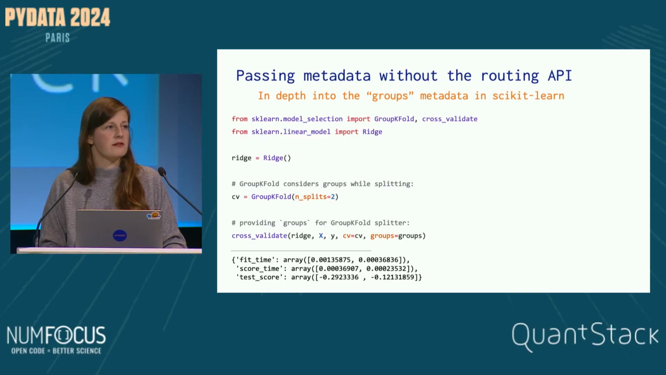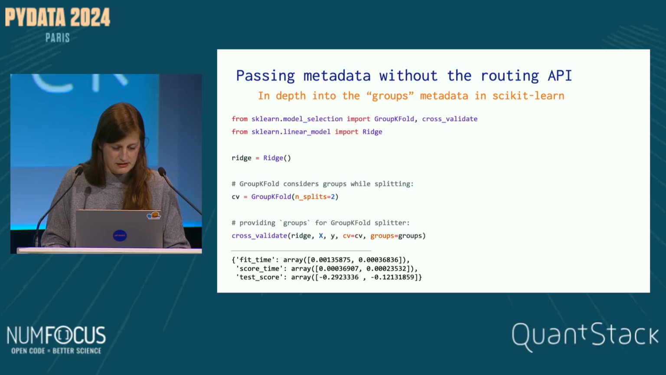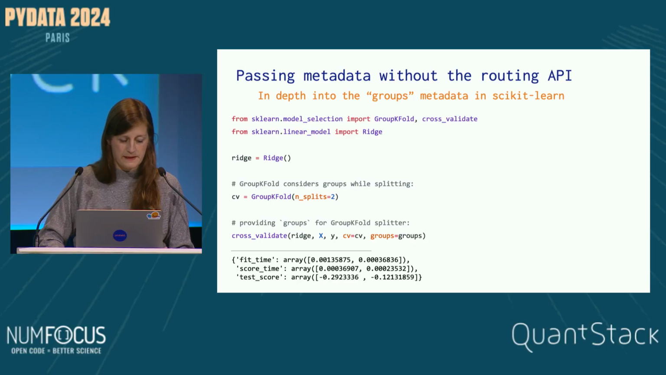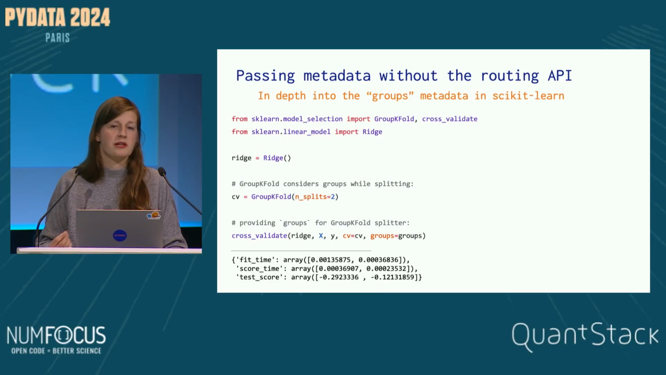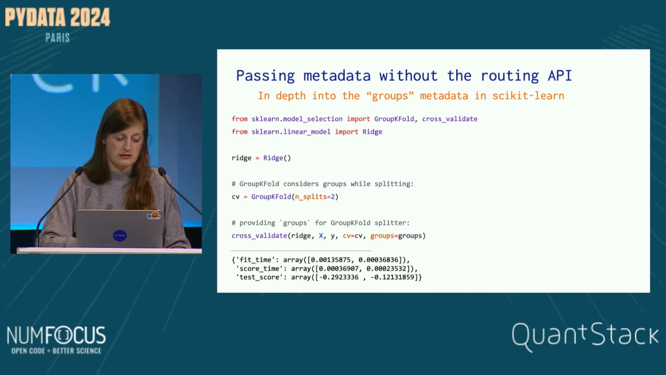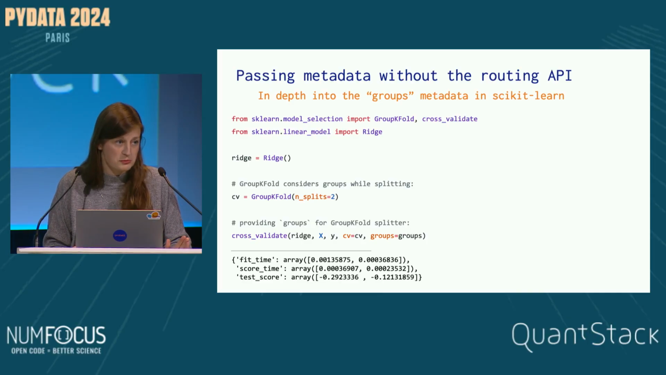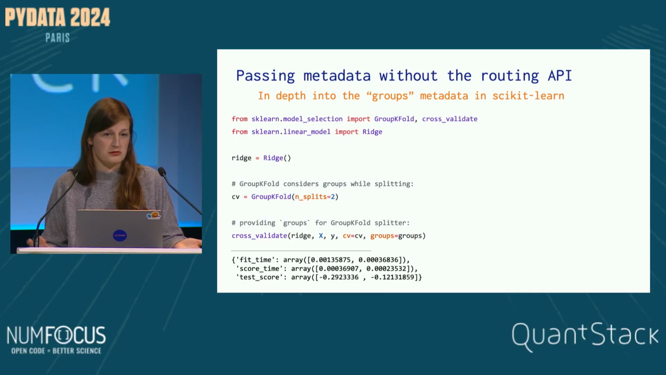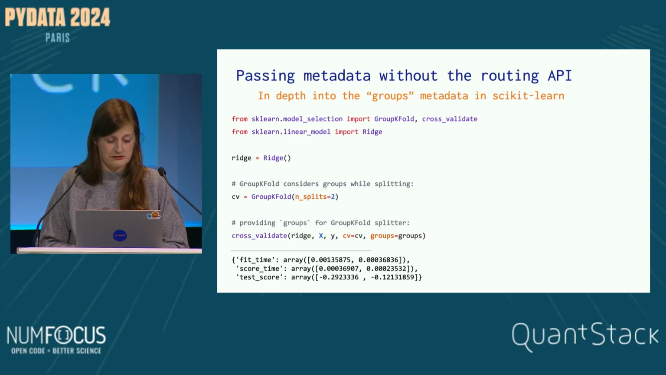And in code, this would look like this. Here we have chosen the GroupKFold as a splitter. The GroupKFold uses groups for splitting the data. So we pass the splitter, the GroupKFold, and our groups into a cross-validation, and then groups are taken into account by splitting, and we have a more realistic expectation of how good the model performs.